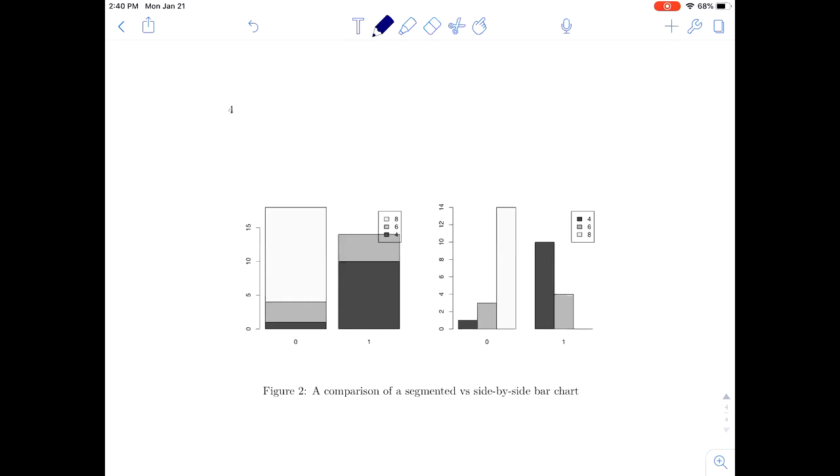I guess the take-home message is, as long as you're using a bar of some sort, you're safe. But for me, I like to have just these side-by-side ones. So then we've got the group of zeros, we've got the group of ones, and then within each group, we've got a bar for each category. Any questions about that?